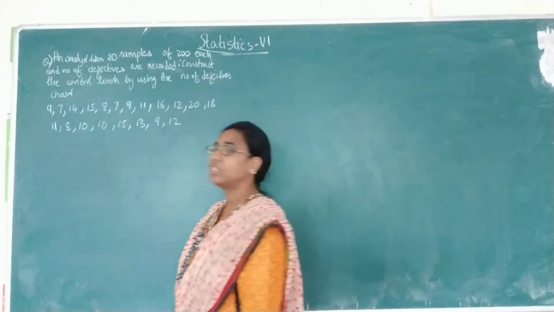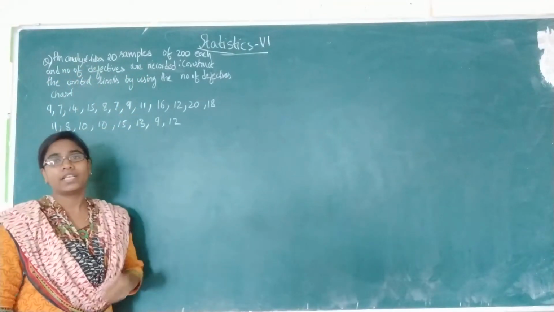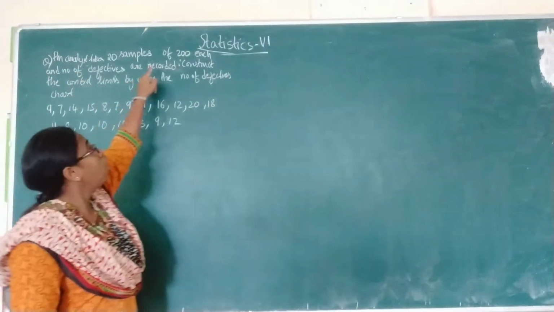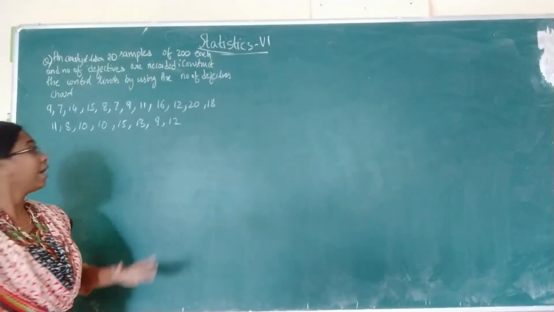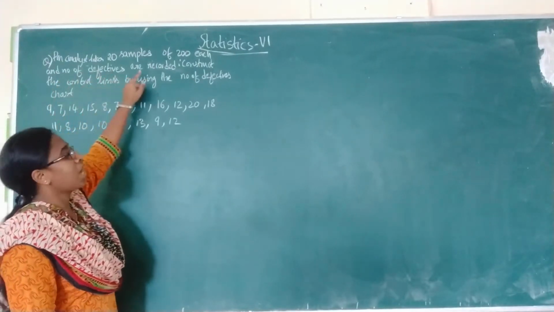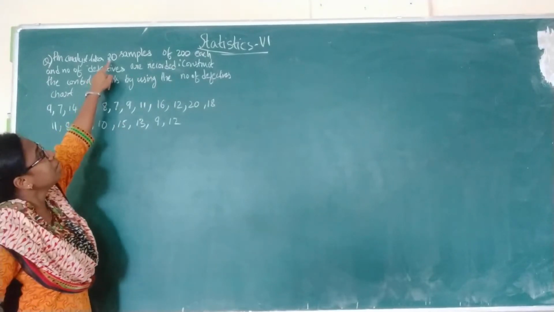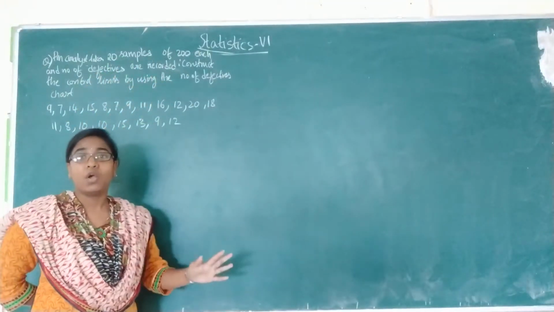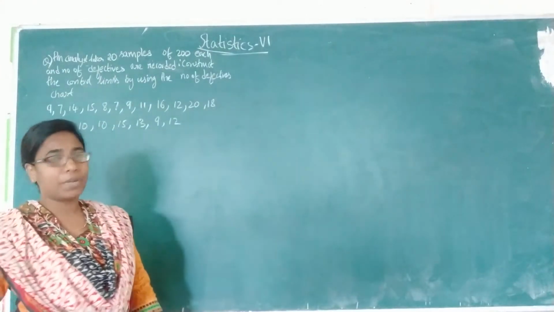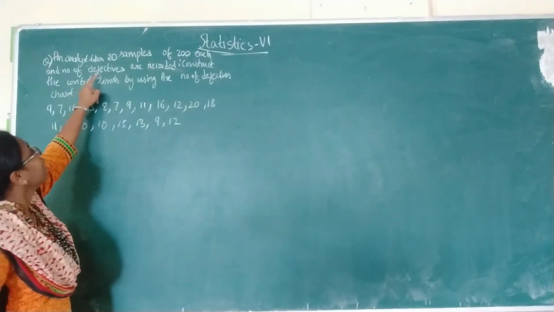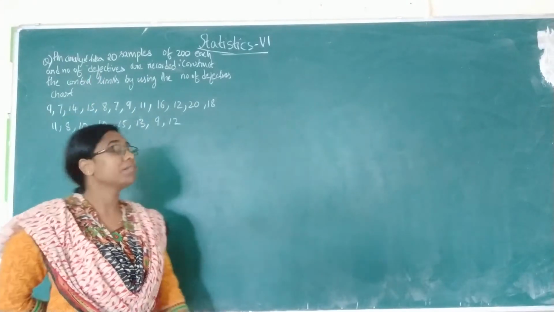Coming to the question, an analyst takes 20 samples, each of size 200, and the number of defectives is recorded. So 20 samples are given of size 200. All the samples have the same sample size, so it is a fixed sample case only. What is given? Defectives are recorded, that means the Di values are recorded here.